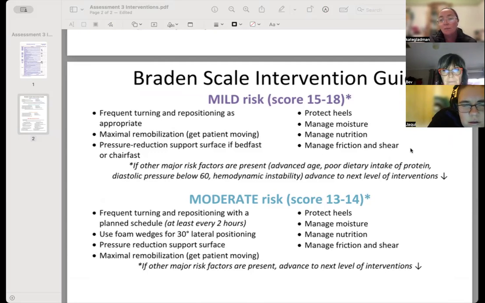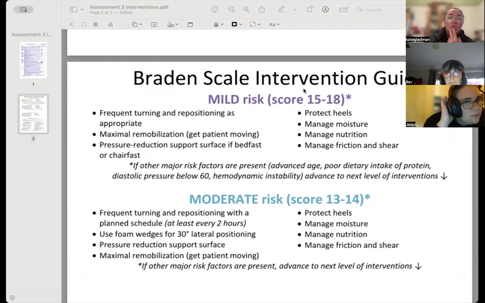Manage friction and shear. If they're sliding down the bed heaps, make sure you have a bend in the knee of the bed. So then they're kind of working against gravity, so they're not sliding down the bed constantly, and then you're having to slide them back up constantly. If other major risk factors are present, advanced age, poor dietary intake, blood pressure below 60, hemodynamic instability, advance to the next level of interventions.